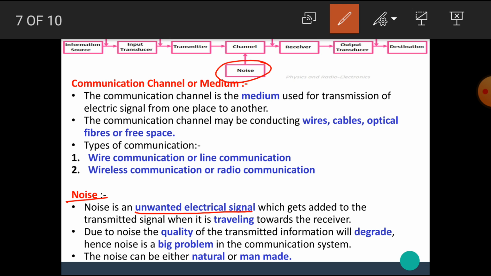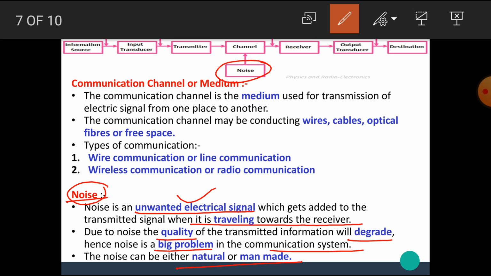Noise is an unwanted electrical signal which gets added to the transmitted signal when it is traveling towards the receiver. Due to this, the quality of the transmitted information will degrade. Hence, noise is a big problem in the communication system. The noise can be either natural or man-made. That means the noise is an unwanted electrical signal which degrades the quality of the main signal.